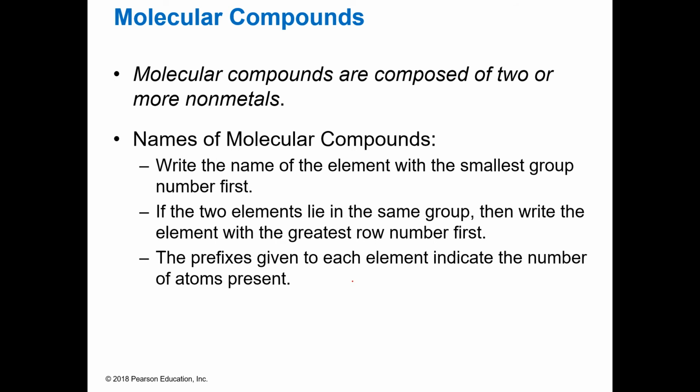So when we name our molecular compounds, here we go. We're going to write the name of the element with the smallest group number first. If the two elements lie in the same group, then write the element with the greatest row number first. Then we're going to give them prefixes. So our subscripts will give with a prefix. And here are your prefixes.